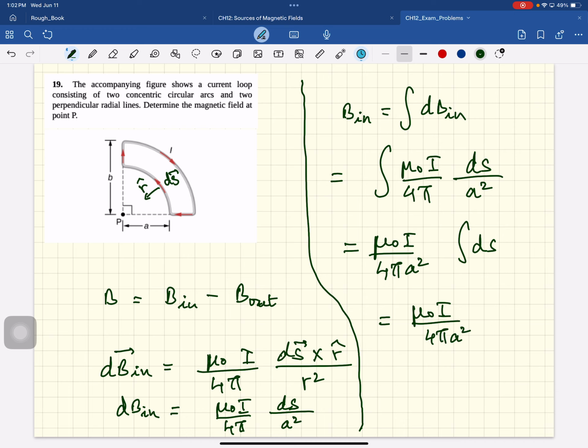And what is the length of that arc? It's 1/4 the circumference, 2 pi a. So the pi cancels, this becomes a half, that becomes 8, one of the a's cancels. So this is equal to mu naught I over 8a.